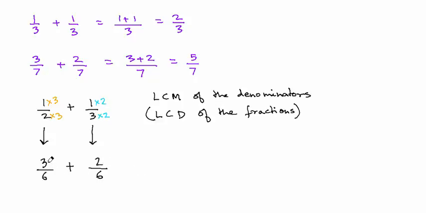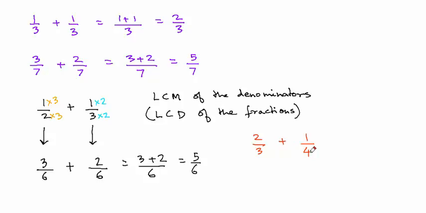And now that you have them on the same denominator, you could do 3 plus 2 on the top and keep the 6 on the bottom. So this is equal to 5/6. Similarly, to add the fractions 2/3 and 1/4, your first job is to figure out that the least common denominator of the two fractions, or the least common multiple of the two denominators, is 12. The LCM of 3 and 4 is 12.